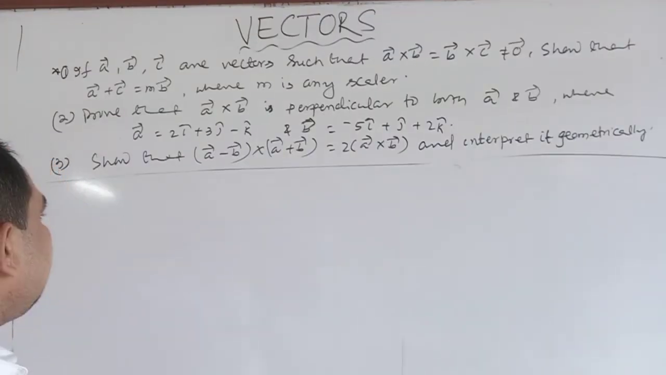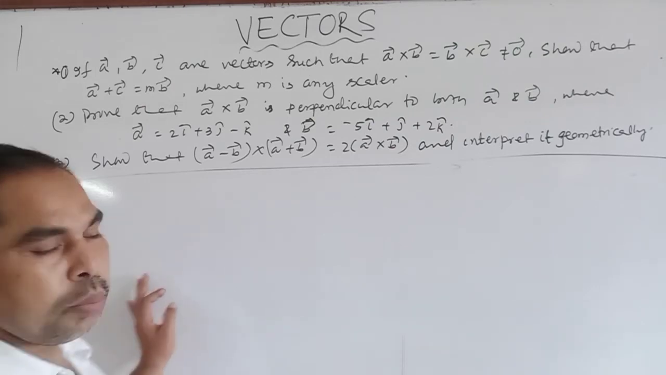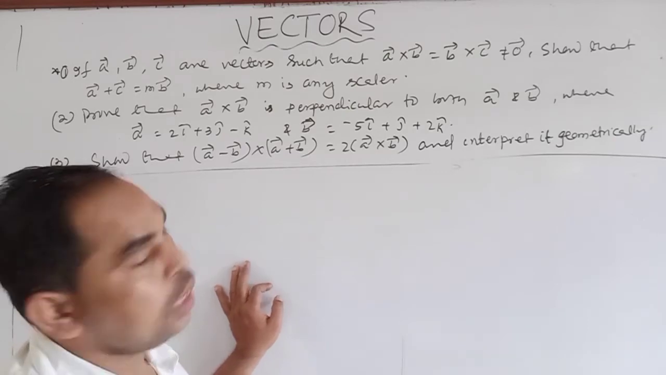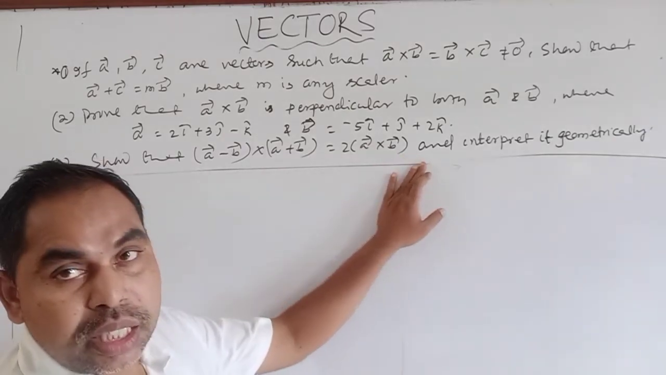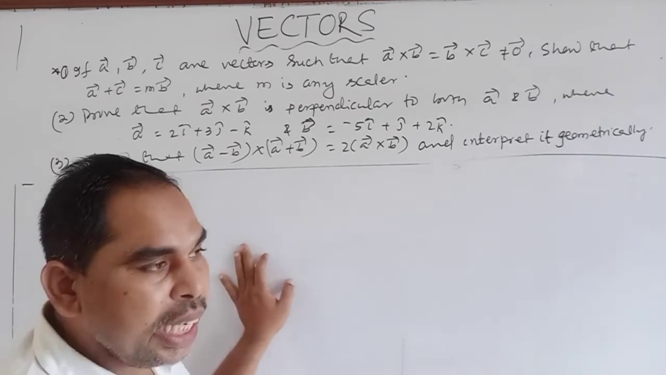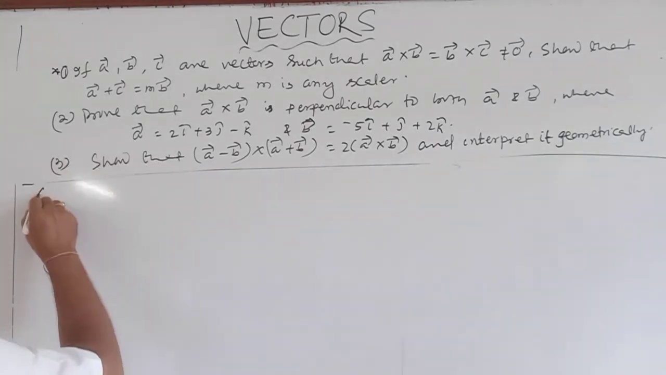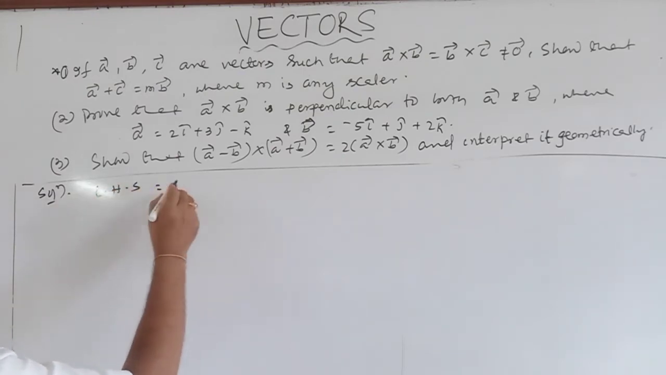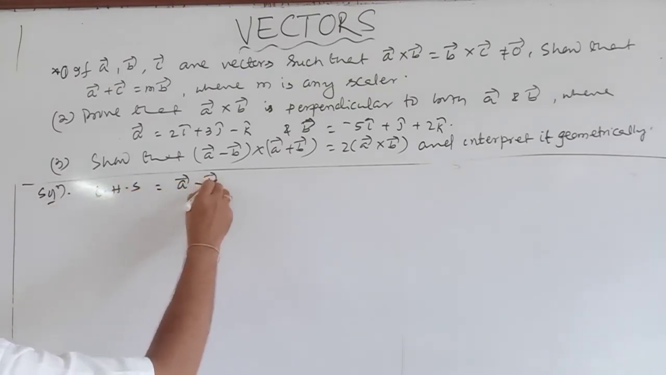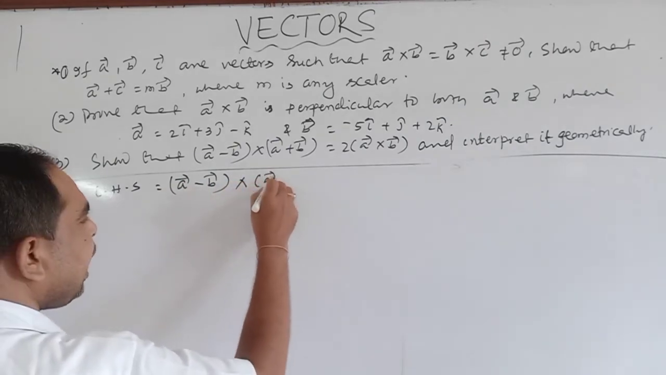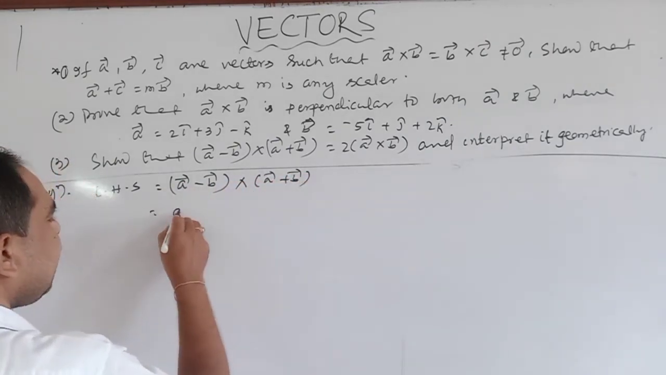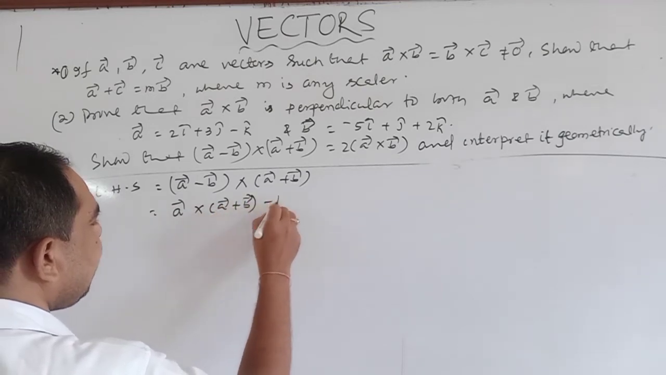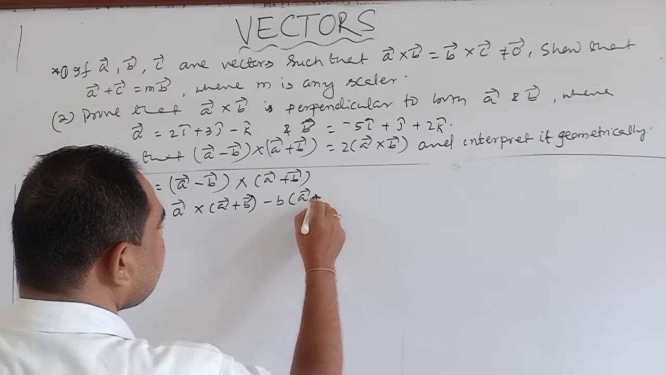Third question: show that (A minus B) cross (A plus B) is equal to 2 times A cross B, and interpret this result geometrically. Okay, so solution: first, the LHS part mathematically. (A minus B) cross (A plus B). This is A cross (A plus B) minus B cross (A plus B).